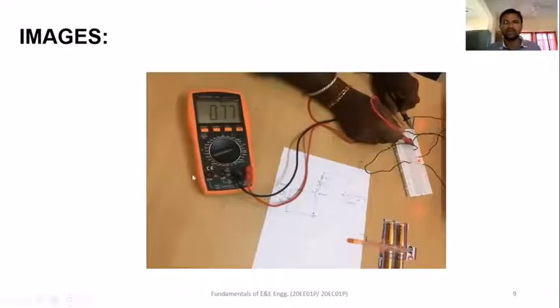This is a captured image while demonstrating the practicals. I have drawn the circuit here. The multimeter probes I have kept across the transistor, and you can observe the voltage in the multimeter. It is 0.7 volts.